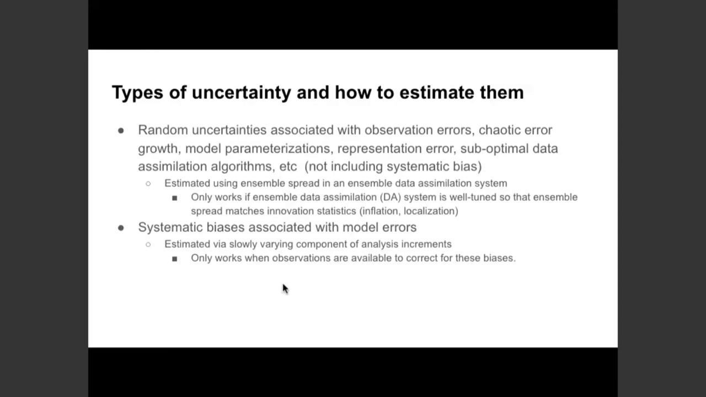And the systematic component, which I'll talk about briefly at the end, because Patrick has already talked a lot about this. Typically, analysis increments are used to estimate the systematic error component, but this only works in those cases where you have observations that are available to correct the systematic component of the model forecast bias.